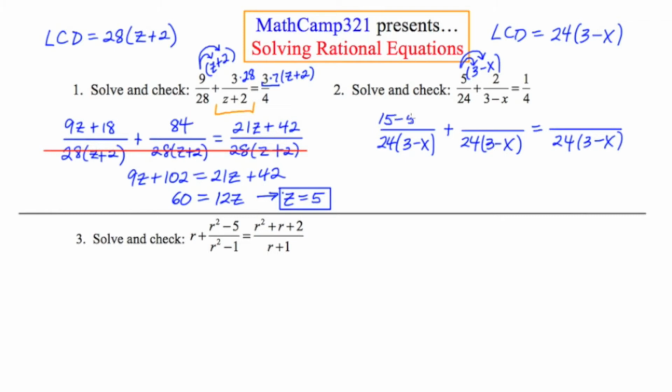In the middle, we have currently a 3 minus x in the denominator, so I'm going to need to introduce a 24. 2 times 24 is 48.